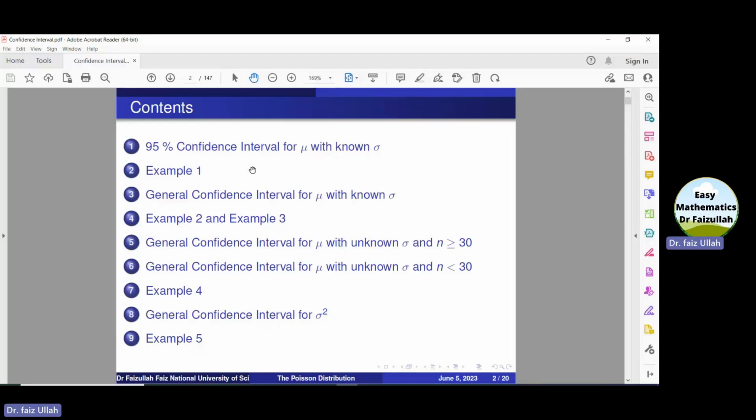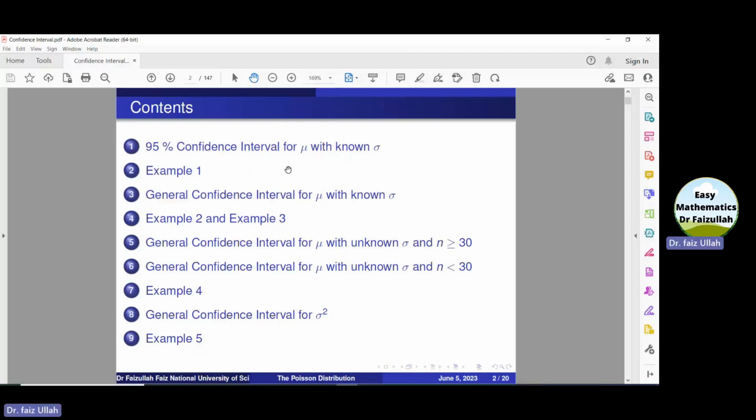Dear students, as we know that the population may be very large or even infinite. In many cases, it will be impossible or impractical to find the value of the population mean mu or the value of population standard deviation sigma or variance.